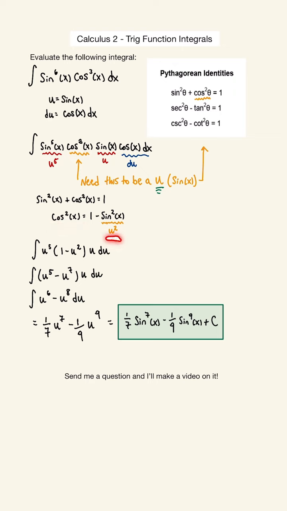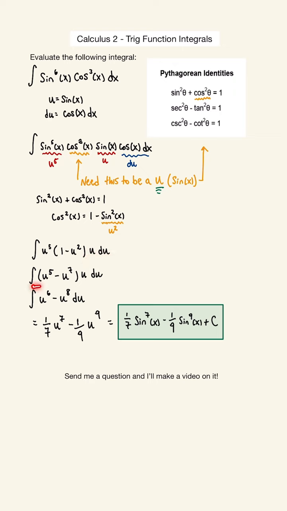And so now we have our function back in terms of u. So sine squared of x is really just going to be u squared. So let's go ahead and rewrite this by plugging in 1 minus u squared for our cosine squared x portion. And we'll get u to the fifth, which was our first term, multiplied by 1 minus u squared, which was our cosine squared of x term, multiplied by u du.